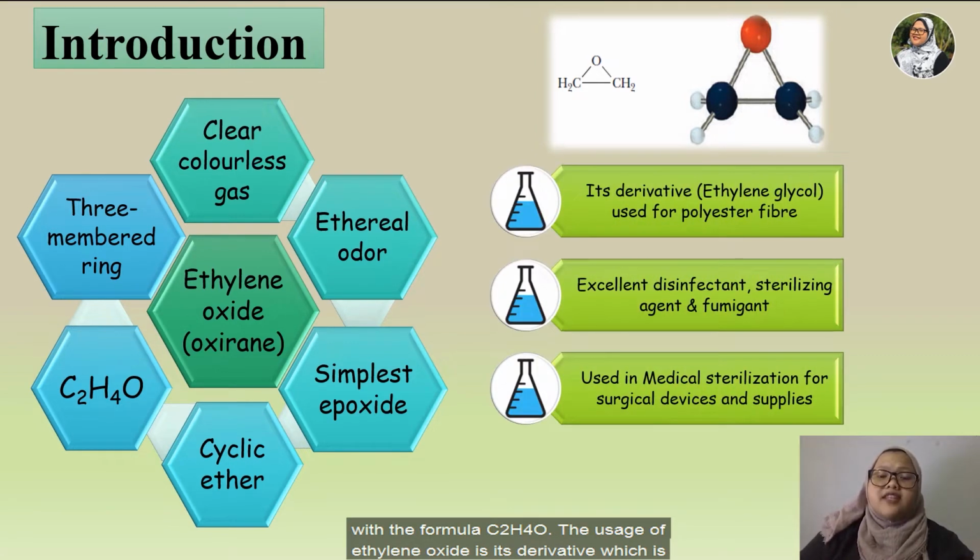The usage of ethylene oxide is for its derivative, ethylene glycol, which is used for polyester fiber. Next, ethylene oxide acts as an excellent disinfectant, sterilizing agent, and fumigant. Lastly, it is often used in medical sterilization for surgical devices and supplies.